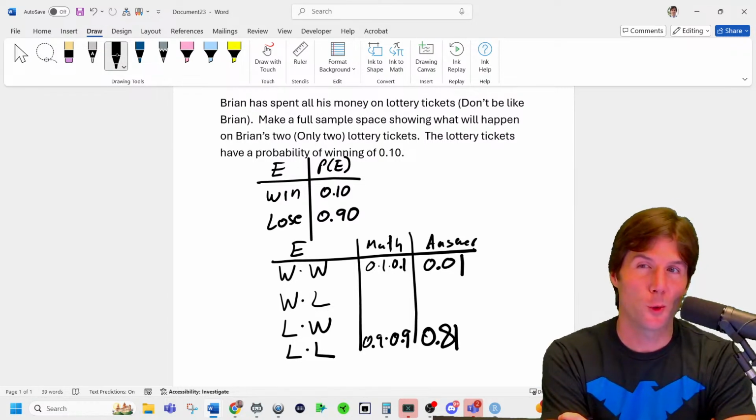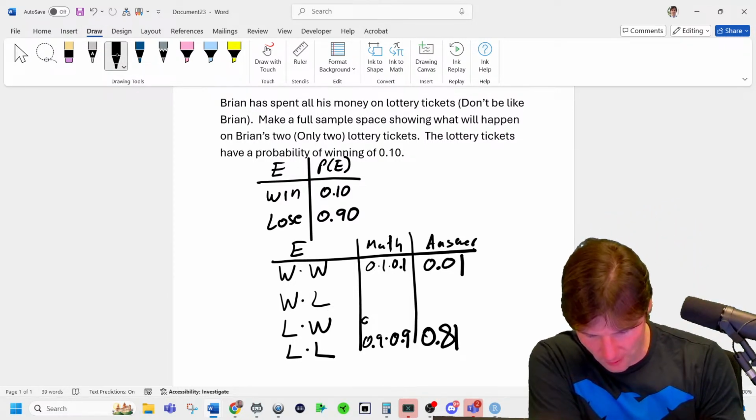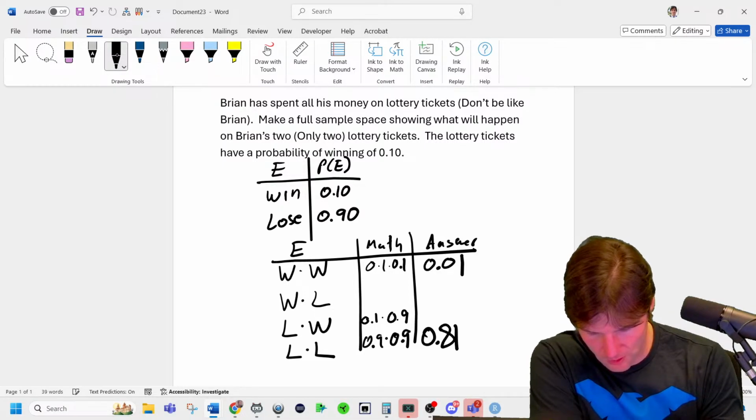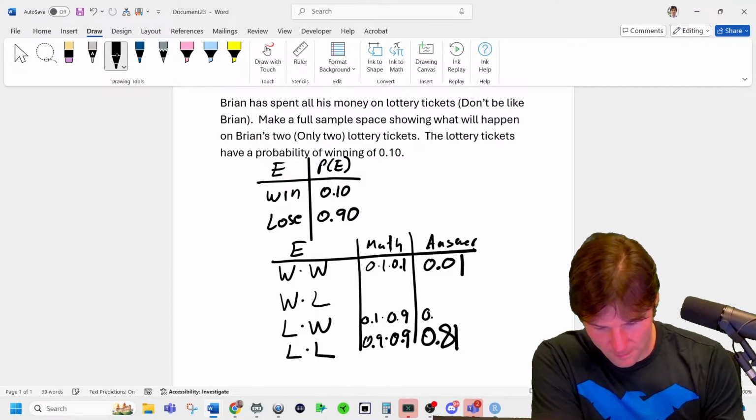What is the probability you lose and then you win? I'll start writing the math right here. You lose and then you win. Well, there's the answer. 0.09. Yep.